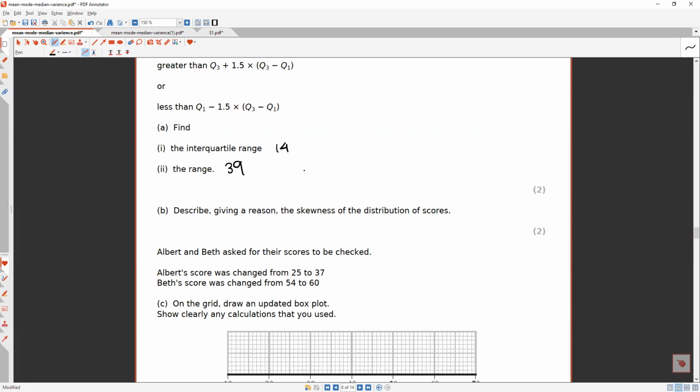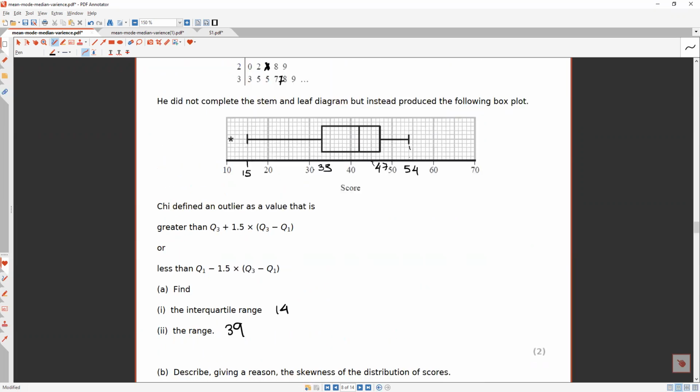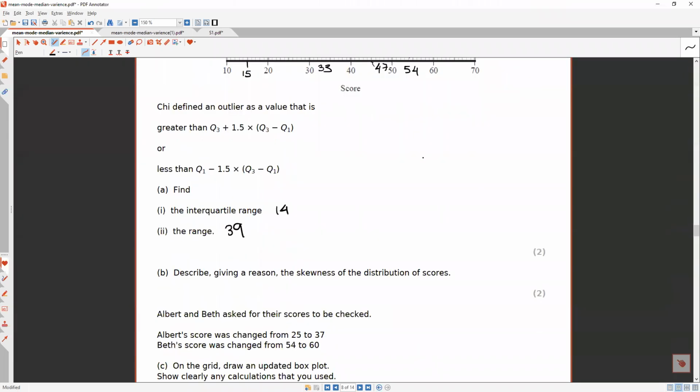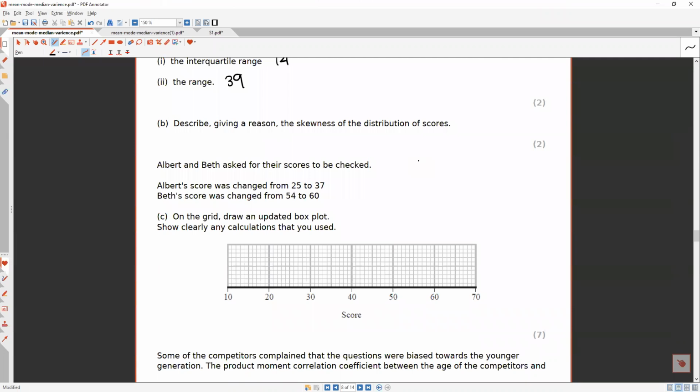Okay. Then Beth's score was changed from 54 to 60. 54 to 60 is not there anywhere. Okay. Now they said on the grid below, 7 marks. Okay, very tricky question. On the grid below, draw an updated box plot diagram.